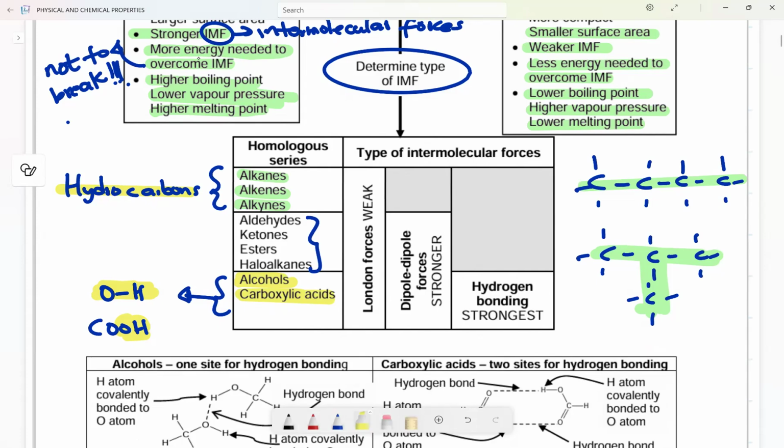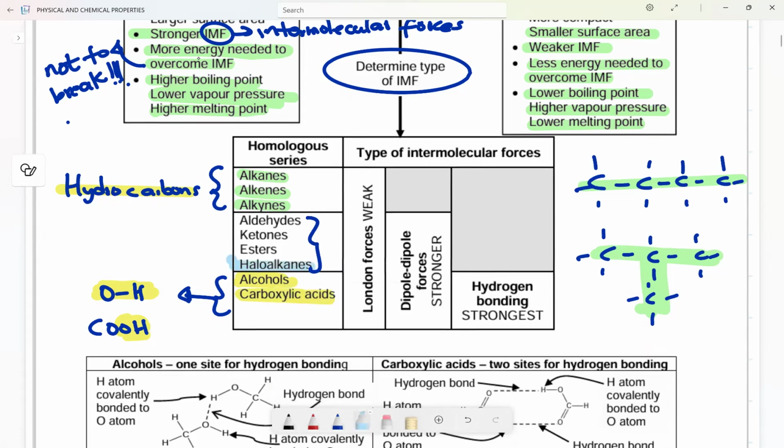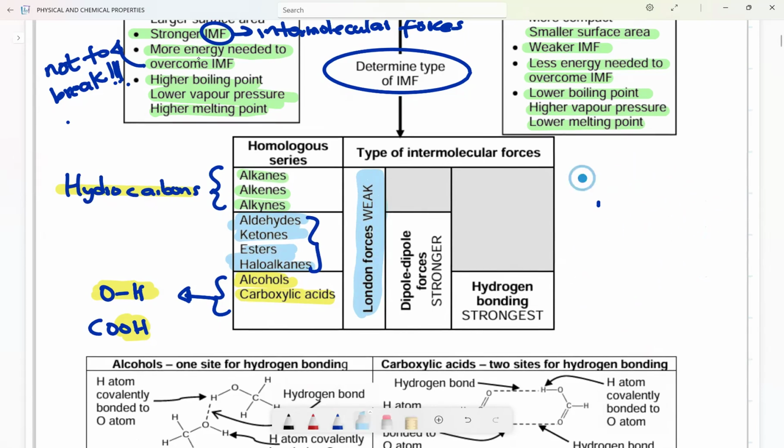But now the most important part is that we just said these ones have dipole. But I want you to take note of something. All these compounds have London forces. I'm going to come to weakest and strongest later. All these compounds have London forces. All of them.